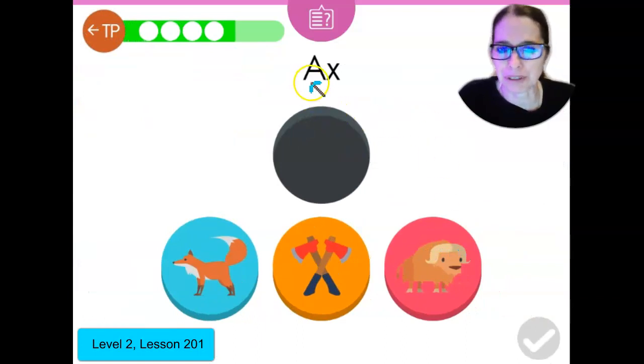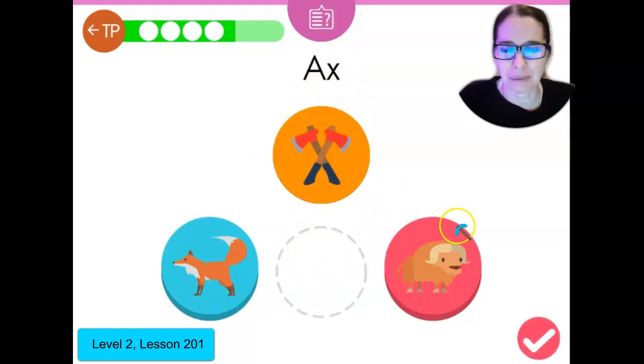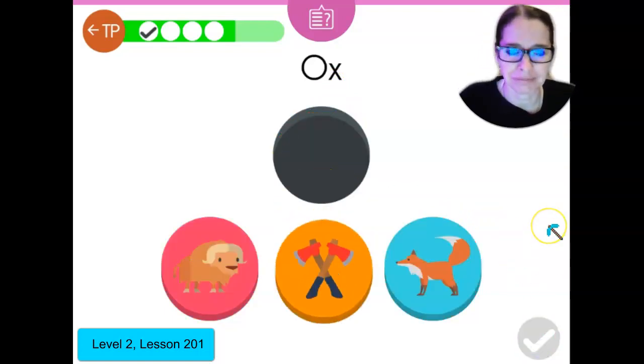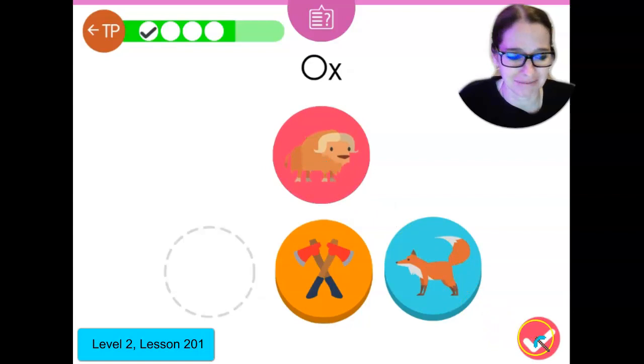Now I see the picture of the word again, axe. And some pictures I need to match the keyword picture. Axe. That represents the x in axe. Now my word is ox. Not fox, just ox. So I'm going to drag the picture of the ox.